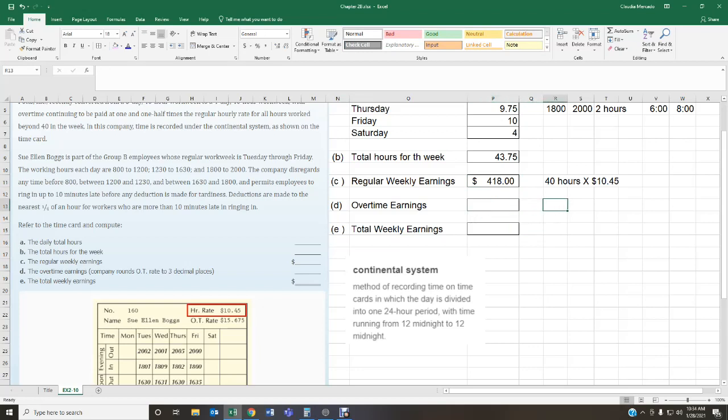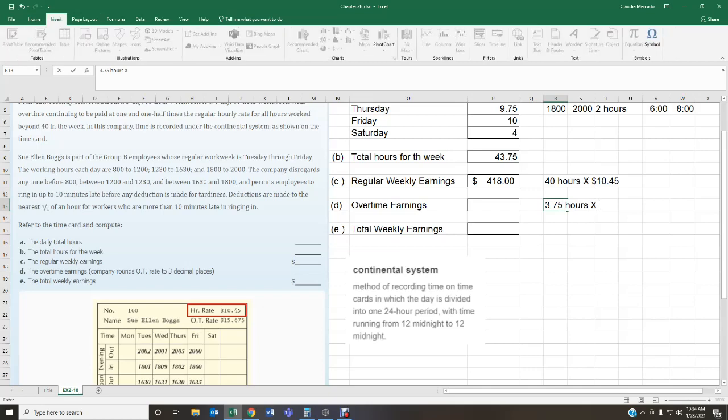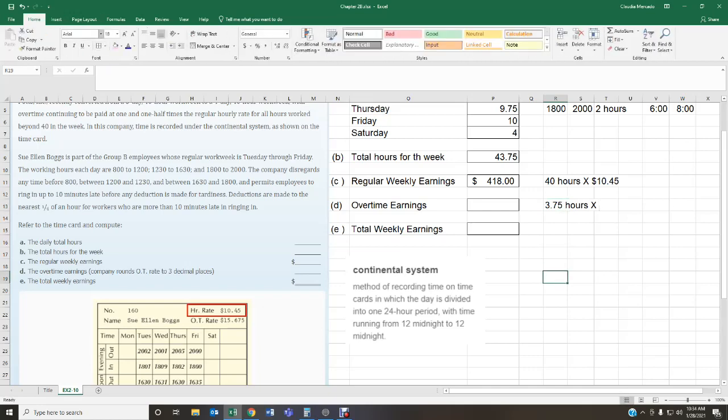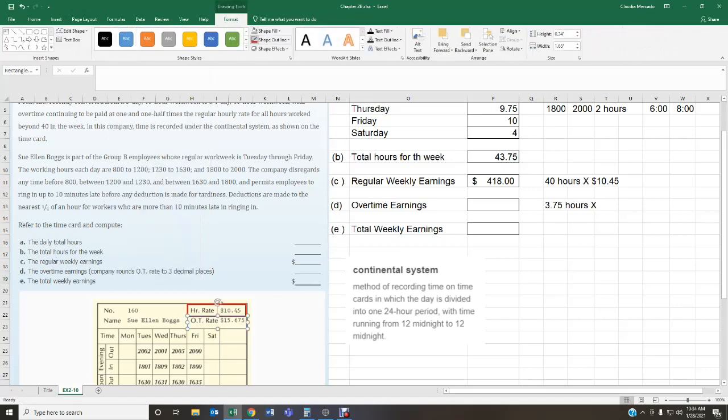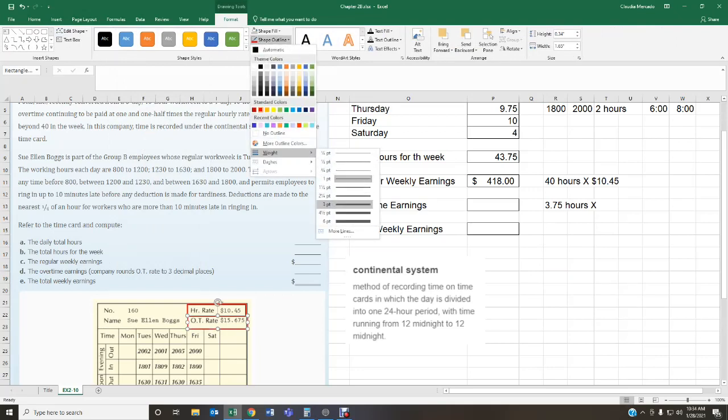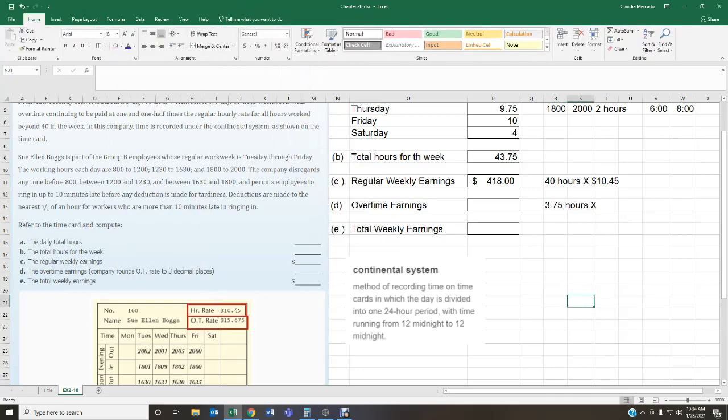Now we have to figure out the overtime earnings. Well, how many hours did they work over 40? They worked 3.75 hours over 40. And now let's look at our overtime earnings. Our overtime rate is 15.675. That is provided to you in the problem. So we're going to multiply by 15.675. And let's see what that gives us.